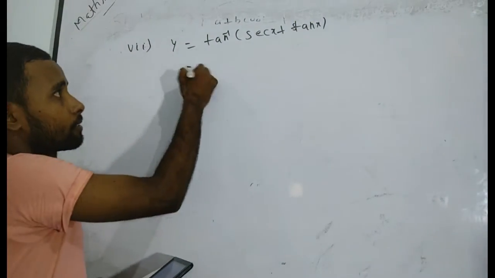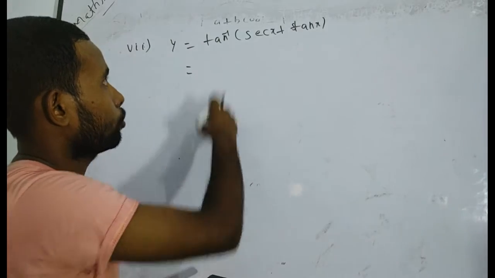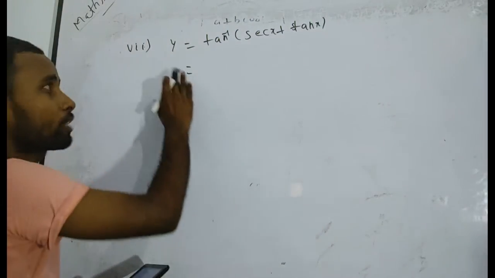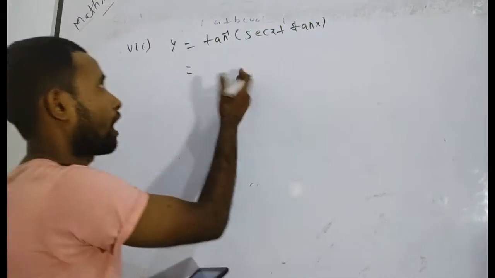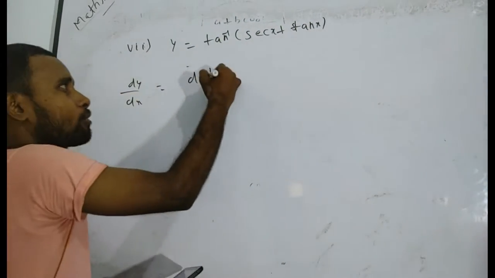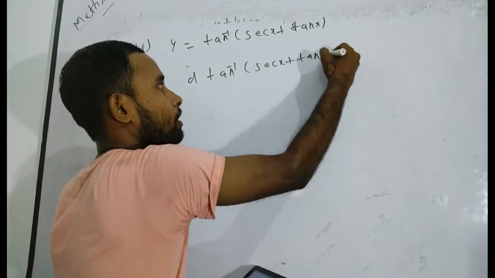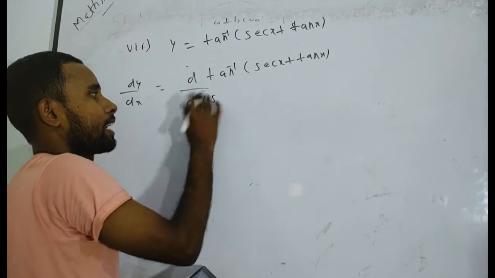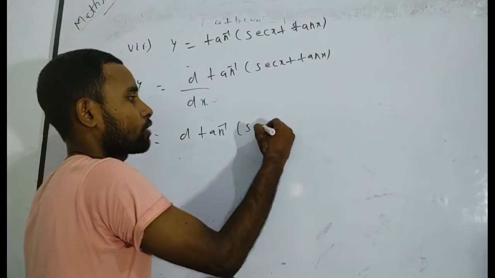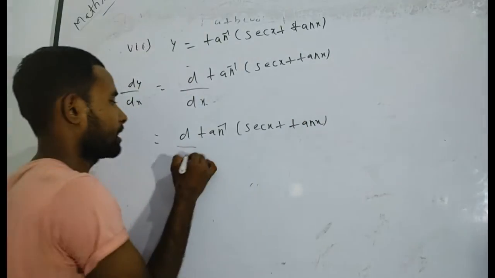See here, you can solve this problem in two ways. First method, you can solve by the direct method. I have already told you how. Here, dy/dx is equal to the derivative of tan inverse of (sec x plus tan x) with respect to which function? x. As you know, it can't be differentiated with respect to x directly. That's why I want to differentiate tan inverse of (sec x plus tan x) with respect to which function firstly?